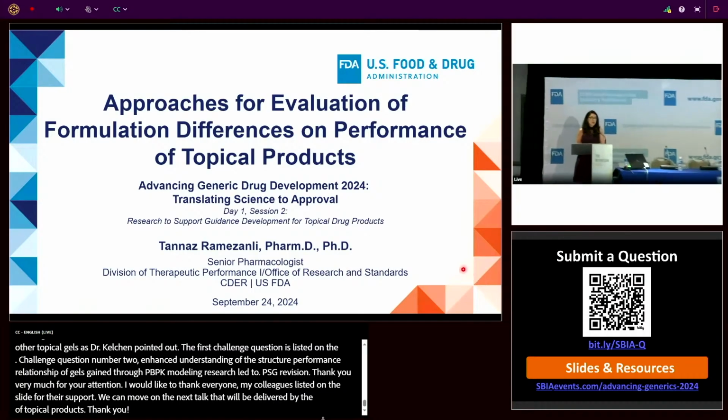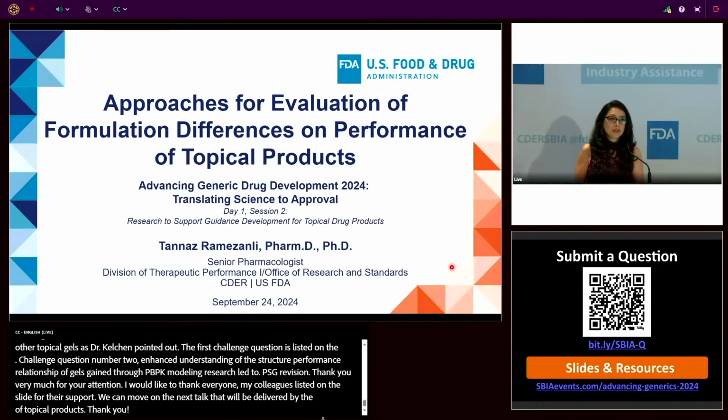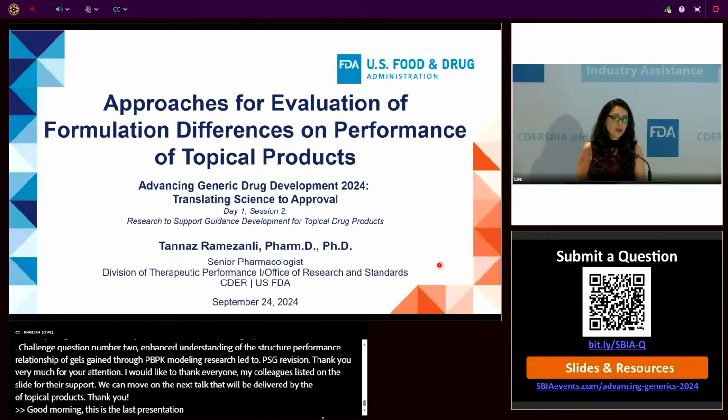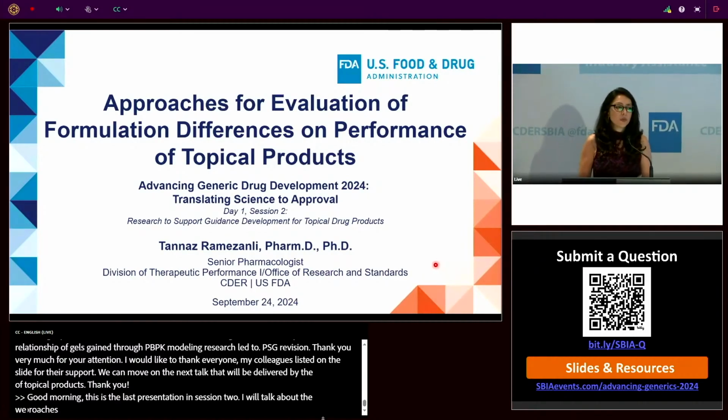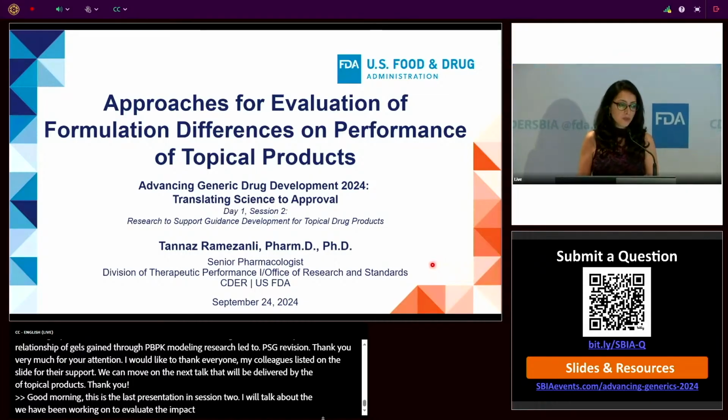Good morning, everyone. This is the last presentation in session 2, and I'm going to talk about the approaches we have been working on to evaluate the impact of formulation differences on performance of topical products.